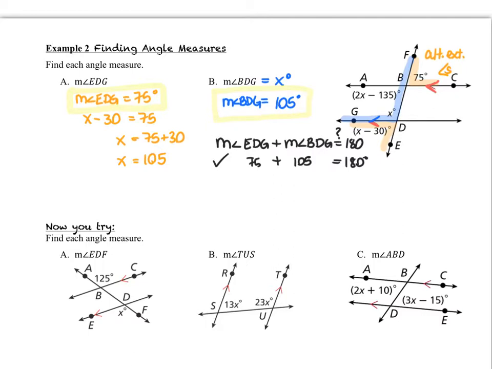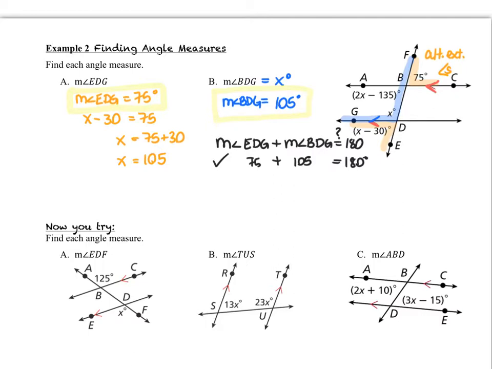With this diagram for question B, or for question A for that matter, the diagram also had another angle that we didn't really deal with, and that is angle ABD. And that one we could have used as a same side interior angle with angle X. We also could have used it as a corresponding angle for angle GDE.